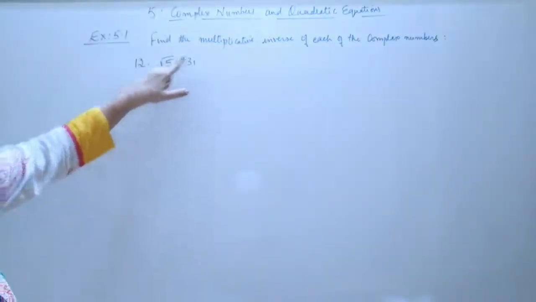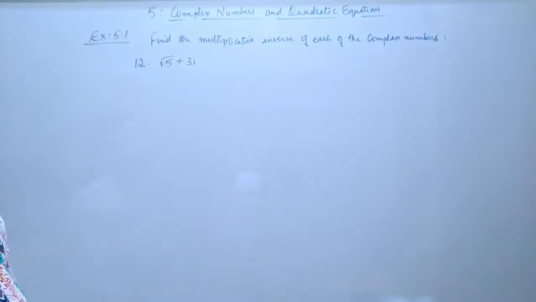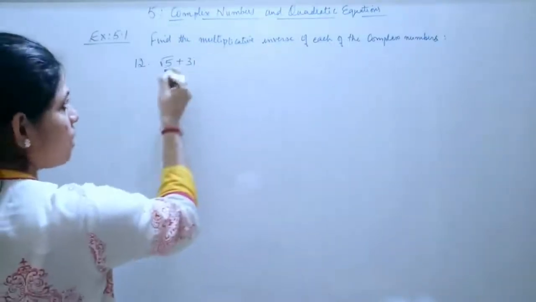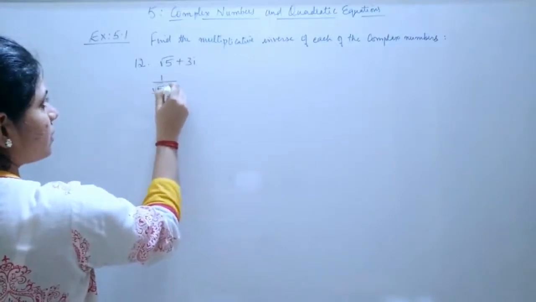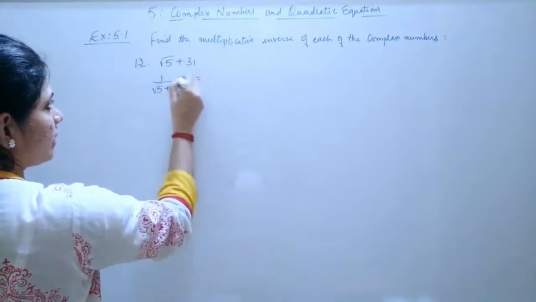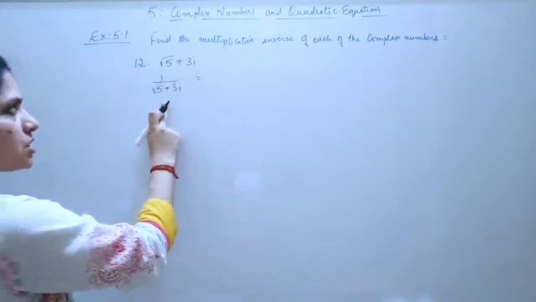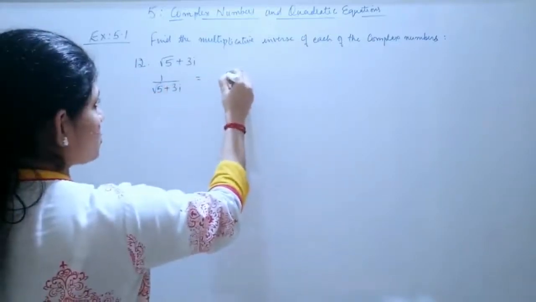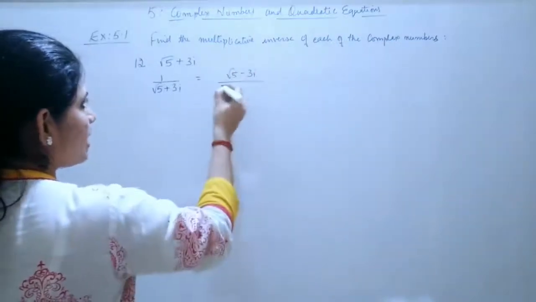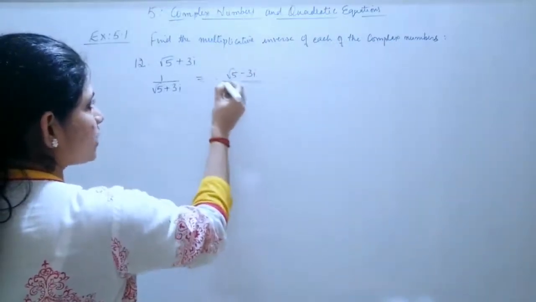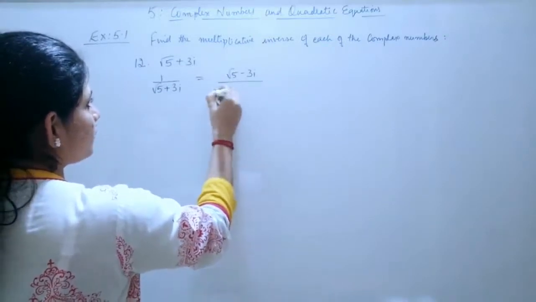12th question is, again you have to find the multiplicative inverse of root 5 plus 3i. That means the multiplicative inverse of root 5 plus 3i will be 1 by root 5 plus 3i. This is what you need to find out. So again you will take the conjugate. Root 5 minus 3i is the conjugate of root 5 plus 3i, and you will multiply and divide the numerator with the conjugate.